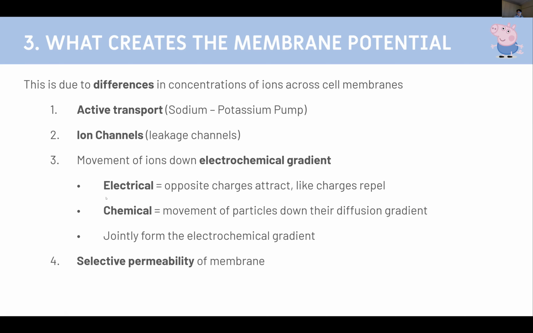So we have 2 forces at play when looking at the physiology of a nerve cell. We have electrical. This is where a positive and a negative ion would attract, whereas a positive and a positive would repel. Similarly, a negative and a negative ion would repel. But we also have chemical forces at play. As we know, molecules will want to diffuse down their concentration gradient. And these 2 forces together we call the electrochemical gradient. Finally, the selective permeability of membranes is also responsible for creating a membrane potential.